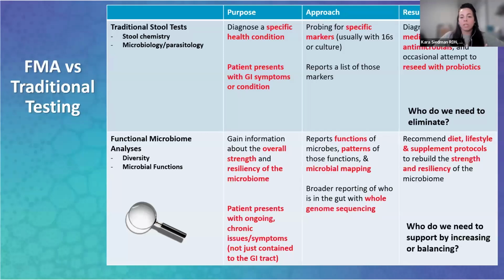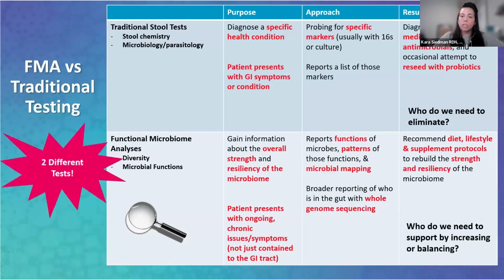So what do we need to support that? We have to work on increasing our balancing. How can we target and make more individual recommendations that begin to actually strengthen and build that resiliency in our foundation? So we are actually looking at two different tests.